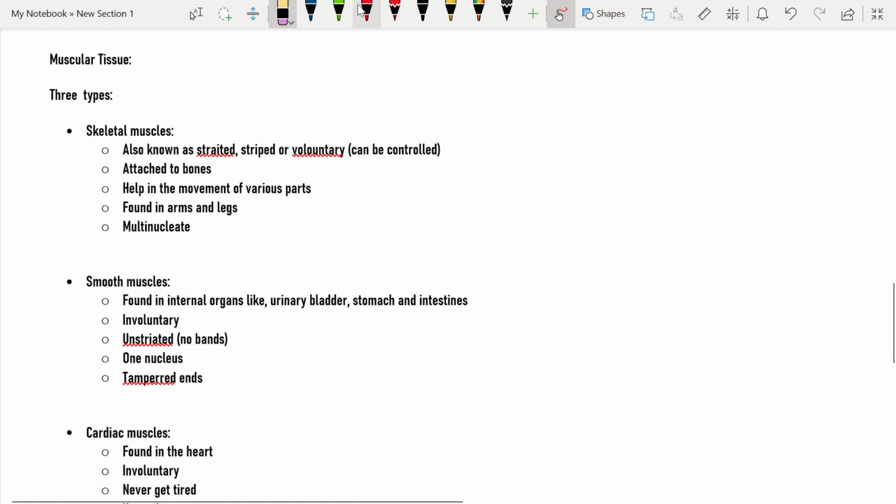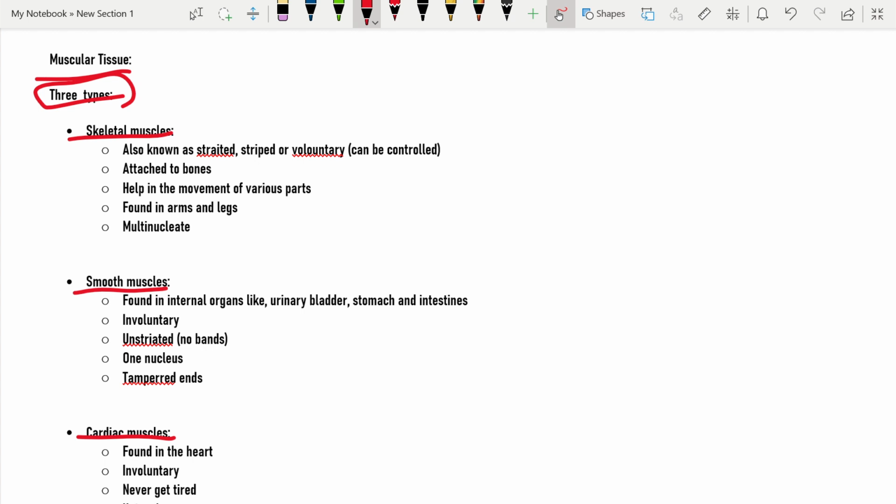Muscular tissue. What is muscular tissue? Muscular tissue, as the name suggests, will be related to muscles. Muscles are basically the things present in your hands, present in your legs. They're found everywhere like that. Even your face is made of muscles. When you smile, you use so many muscles. Now, there are 3 types of muscles: skeletal muscles, smooth muscles, and cardiac muscles.